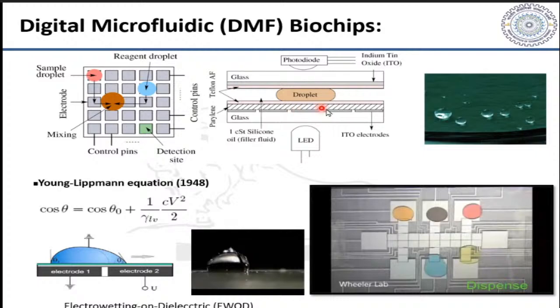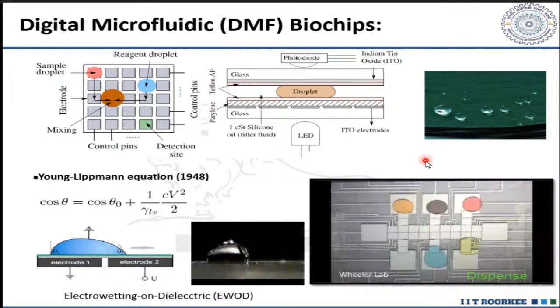That's why this dielectric medium is kept, and on top of this there is a Teflon AF coating. Teflon is the material used in non-stick frying pans, and it is hydrophobic. If you have a water droplet on it, it will create a nearly spherical shape, as we can see on a lotus leaf. This helps the droplet not to wet the surface but to stay spherical, and if some force is applied on this droplet, it can be easily moved from one position to another.